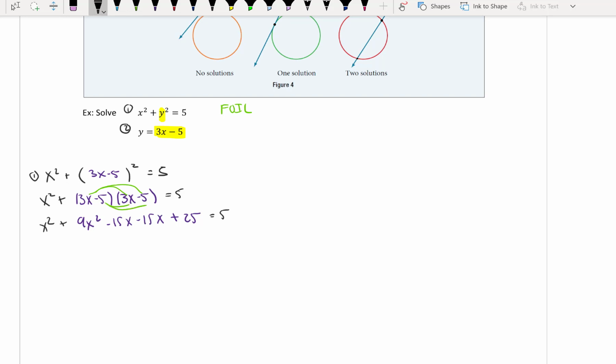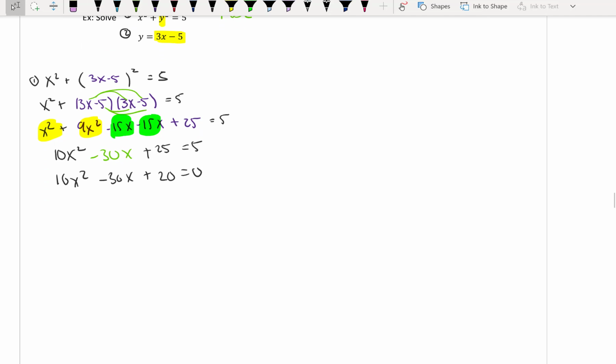Okay. So now when I add these together, I have an x squared and a 9x squared, so that's going to give me a 10x squared. I have a negative 15x and a negative 15x, so that's going to give me a negative 30x. And I have plus 25 is equal to 5. So then from there, to move the 5 to the other side, I'm going to subtract it. So I have 10x squared minus 30x plus 25 minus 5 is 20.